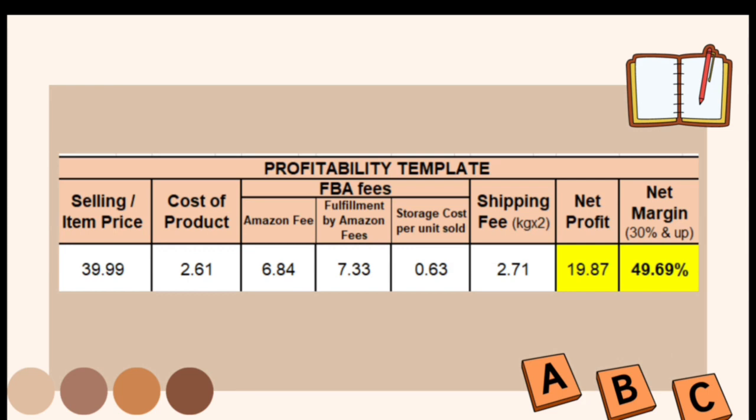For my chosen keyword, I've selected the product which costs $39.99, and from there, my 3 suppliers from Alibaba give me an average cost of product of $2.61, and by using the profitability calculator, my FBA fees are, for the Amazon fee, 6.84, for my fulfillment, 7.33, for my storage costs, 0.63, and for my shipping fee, 2.71. And therefore, my profit is 19.87 and my net margin is 49.69, which is above 30%.